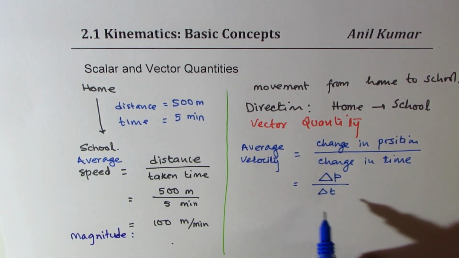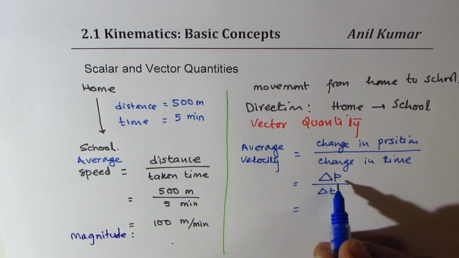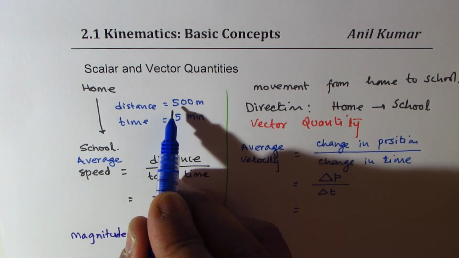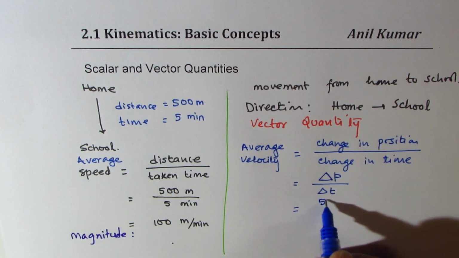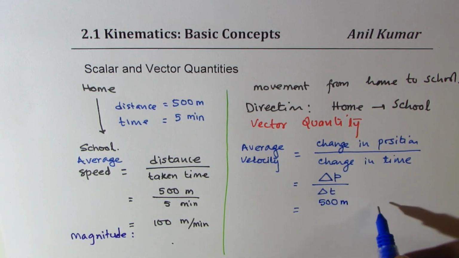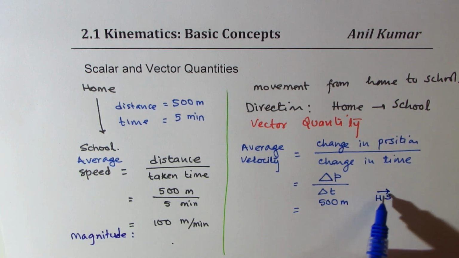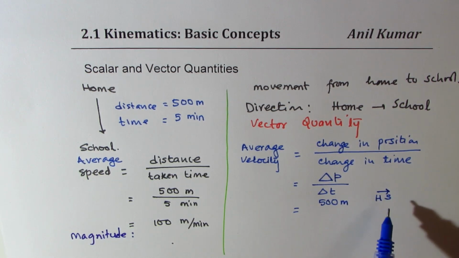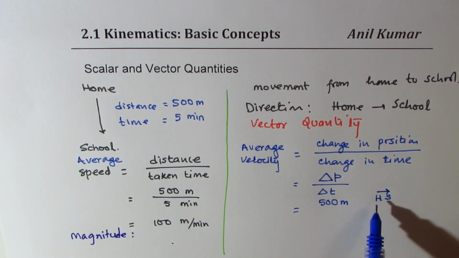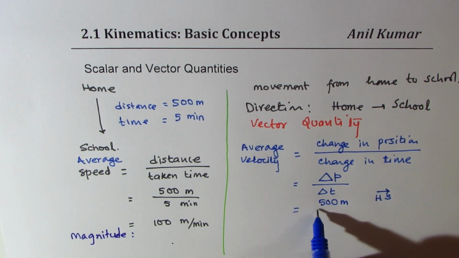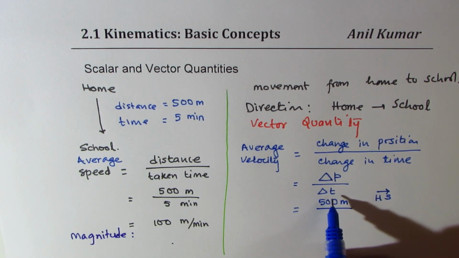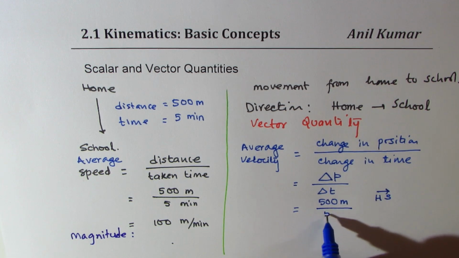In our case, change in position is 500 meters and it is from home to school. So I'm just writing this arrow on the top indicating the direction home to school, and change in time is 5 minutes.